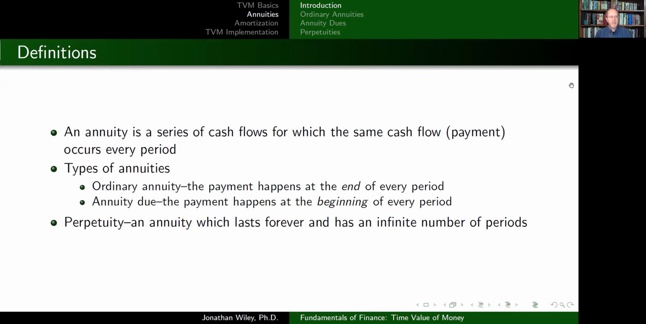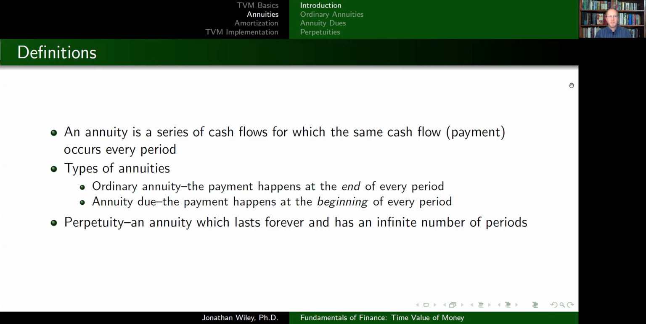So we have the same cash flow or payment. I tend to use cash flow and payment relatively interchangeably. Some books and things actually do more of a distinction, but I tend to use cash flow and payment relatively interchangeably.